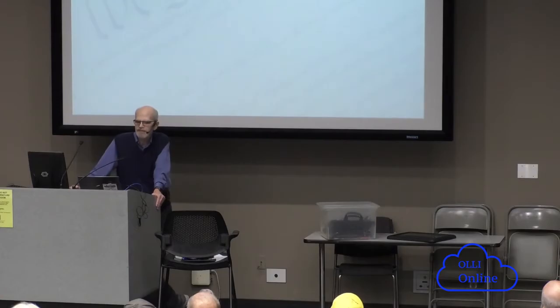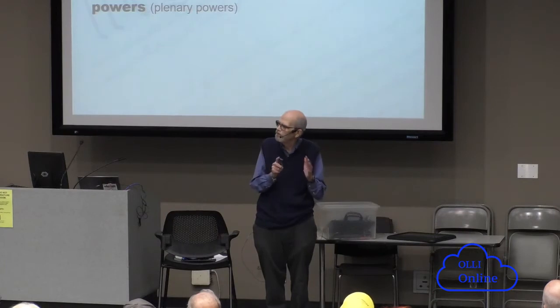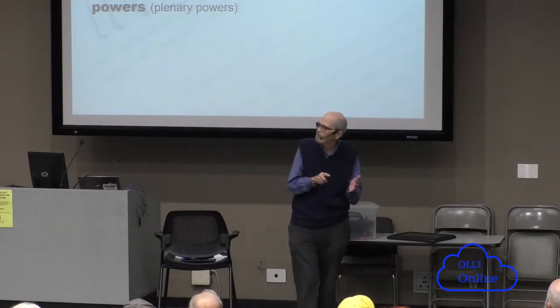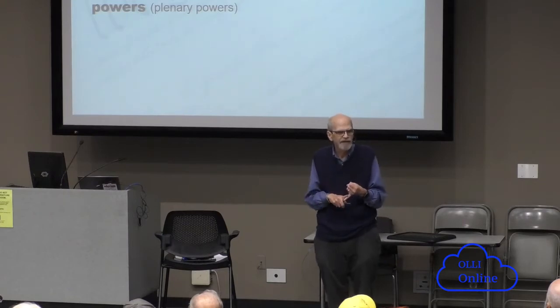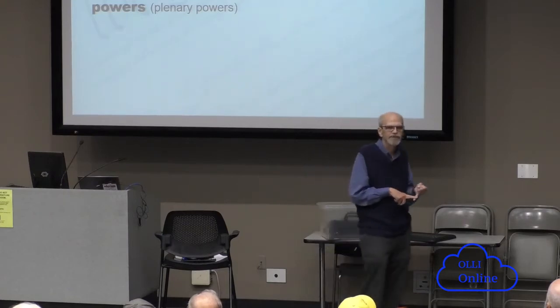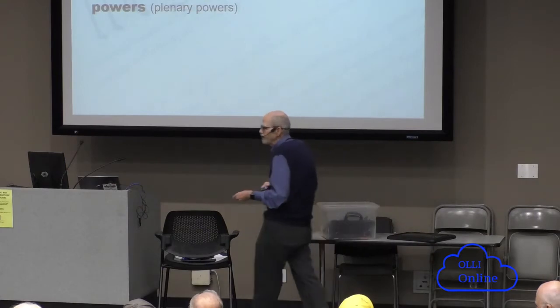A federal government consisting of a limited central government of delegated and enumerated powers, and states, no longer sovereign, with general governmental powers. That is, the states' powers didn't have to be enumerated to exist. They could do what is normally called general governmental powers, or plenary powers, or police powers. They all mean about the same thing. They can pass and enforce laws that promote the health, welfare, and safety of their population. They didn't need a grant of authority to do that.